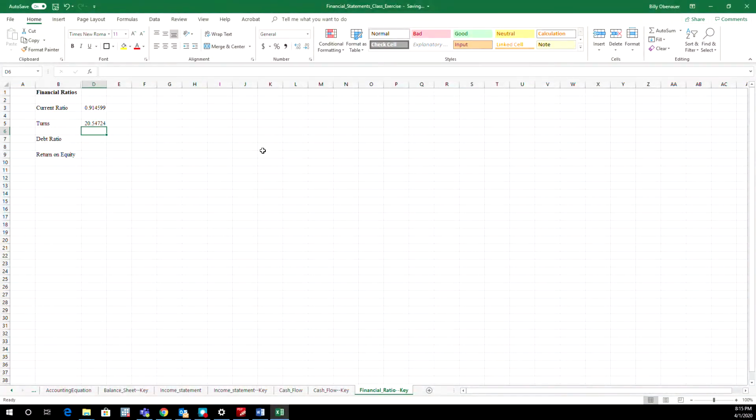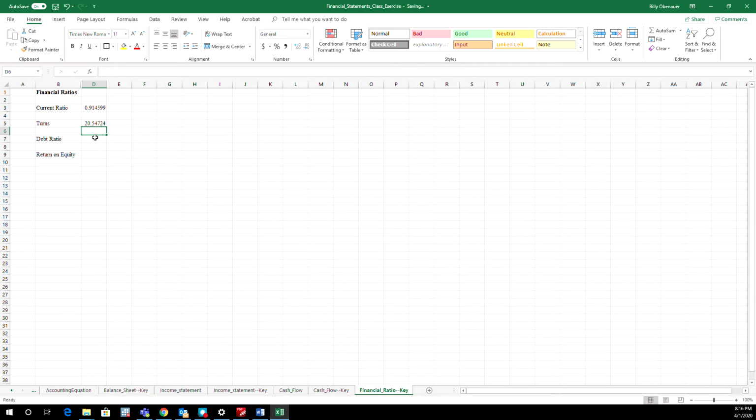20.54 is the turn amount that we're going to come to, and that's a pretty decent number depending on the industry we're in. If we're in the restaurant industry, we would probably want to see much higher turns because of the expiration date of food. But if we were in retail, 20 would be a pretty solid number.